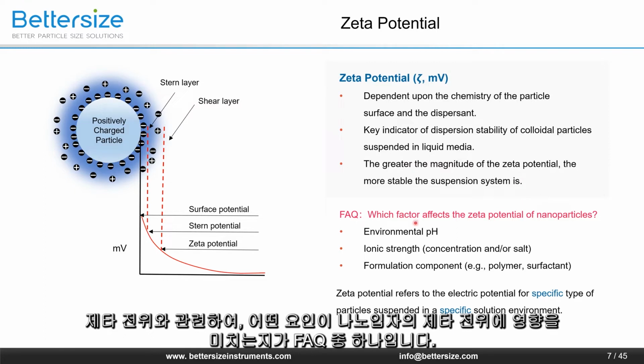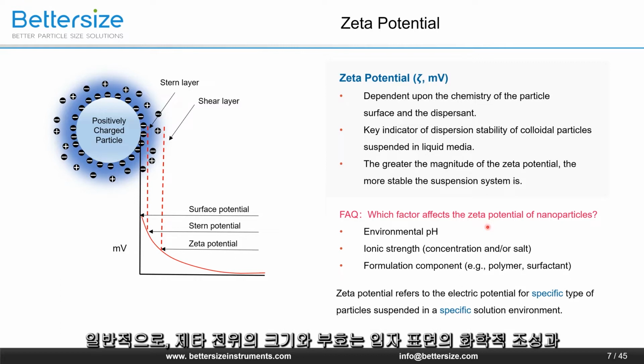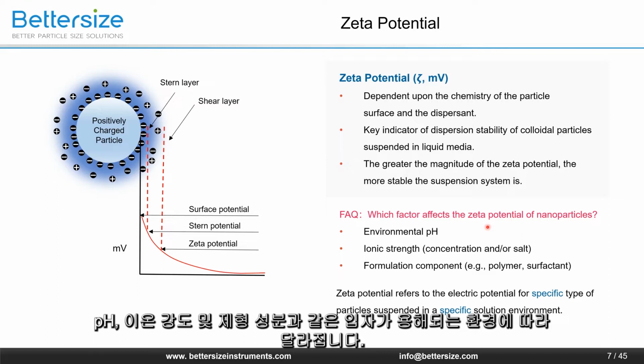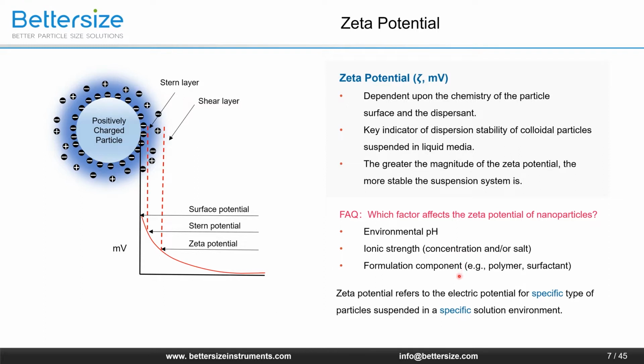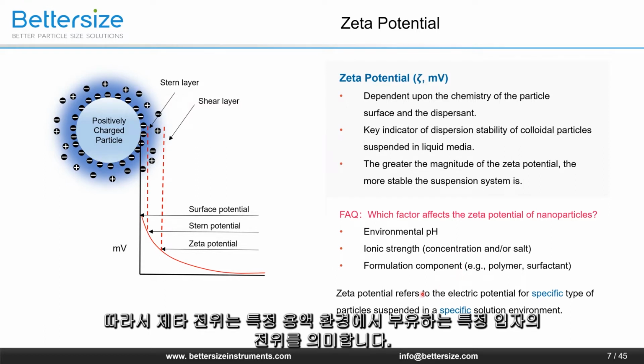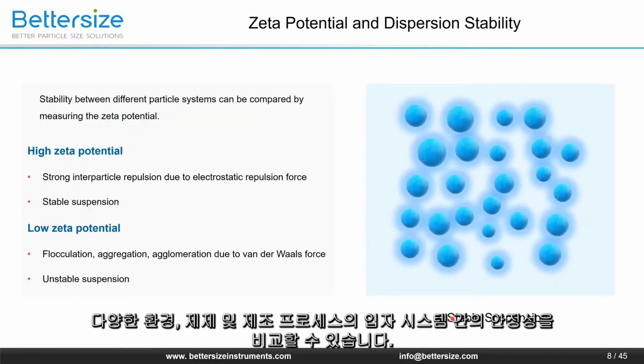Regarding zeta potential, one of the FAQs is which factors affect the zeta potential of nanoparticles. In general, the magnitude and the sign of zeta potential depend on the chemical composition on the particle surfaces, and also the environment in which particles are dissolved, such as pH, ionic strength, and formulation components. So, keep in mind that zeta potential refers to the electric potential for a specific type of particles suspended in a specific solution environment. It enables the stability comparison between particle systems from different environments, formulations, and manufacturing processes.